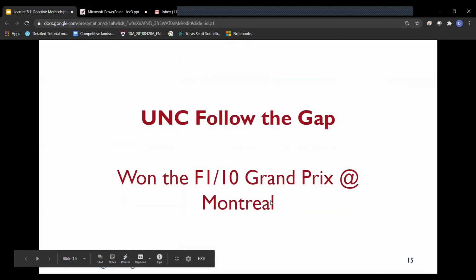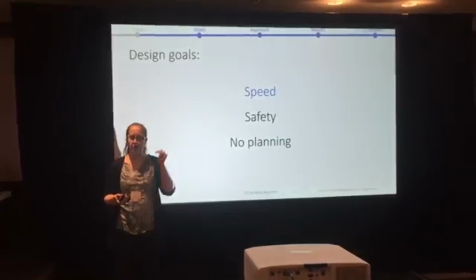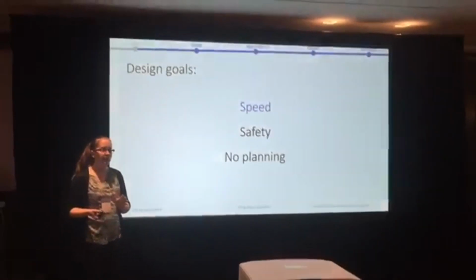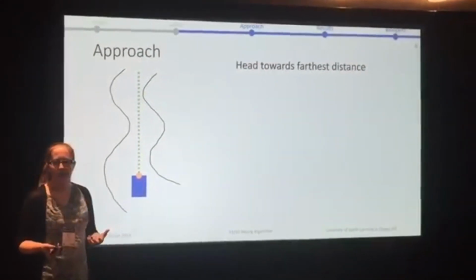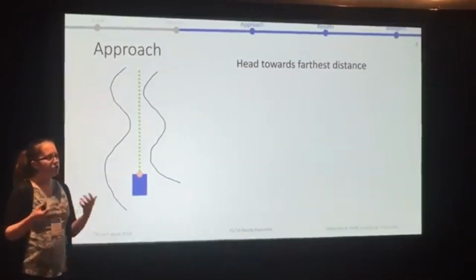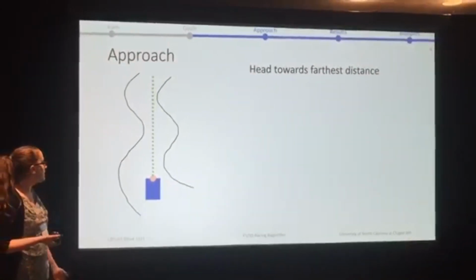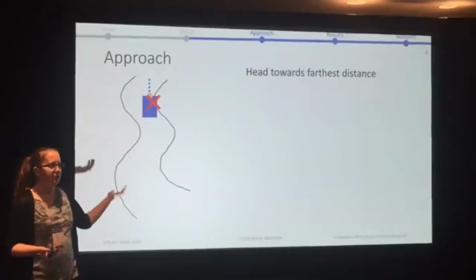So this is a quick example of the UNC follow the gap algorithm, and this actually won the F110 Grand Prix. We were just about unsafe, but still safe. And you'll see one of the videos where we decided we weren't going to go quite that fast anymore. So I'm going to give you a really high-level idea of what we did. Our general mantra was find the farthest distance and go there. But as you can imagine, that's not always going to work. You might try to go the furthest distance and then you're going to hit a wall.